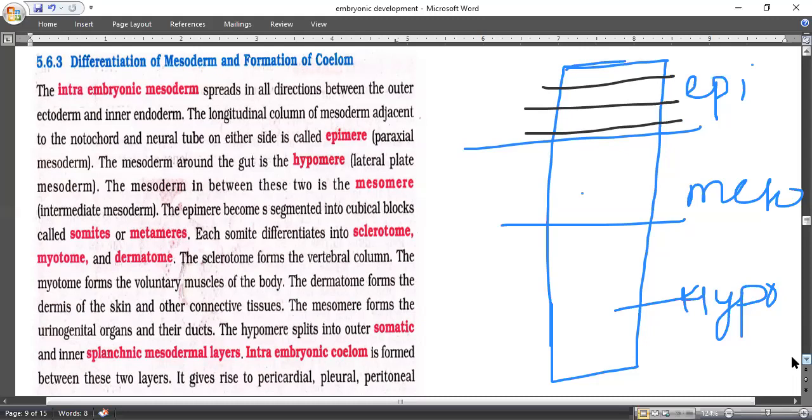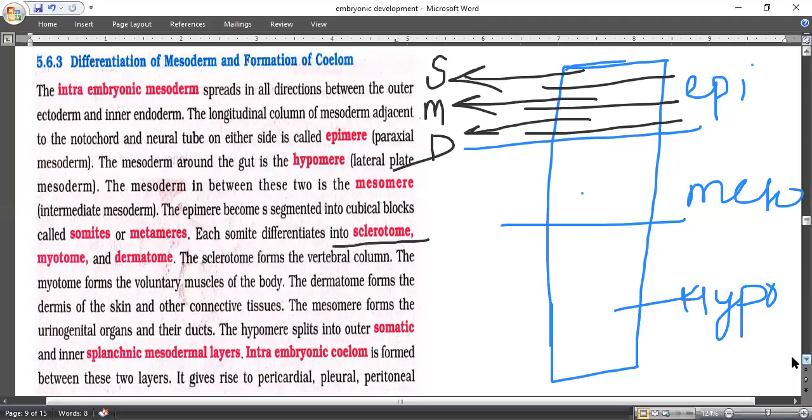So what are they? Sclerotome, myotome, dermatome. I'm not writing the total, I'm showing here like this. Now your work started. You need to remember: sclerotome forms the vertebral column, myotome forms the voluntary muscles of the body, dermatome forms the dermis of the skin and other connective tissues. This is examination material. A question can be asked here like this, so this is the area you have to remember.